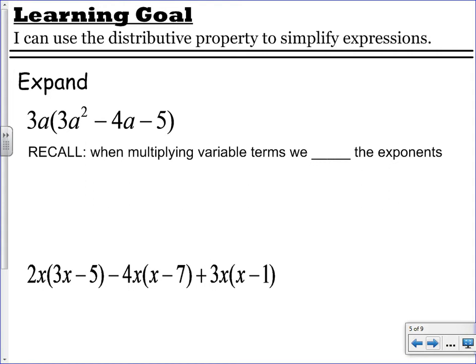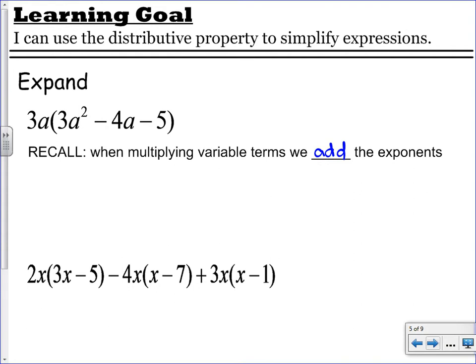Why is this example here a little bit different? Yeah, this top one. Why is this one different from all the other ones that we've done? Austin? Yeah, there's a variable that I have to multiply in. And I have here as a recall, when multiplying variable terms, we do what to the exponents? Who remembers? Nick? Yeah, we add the exponents.